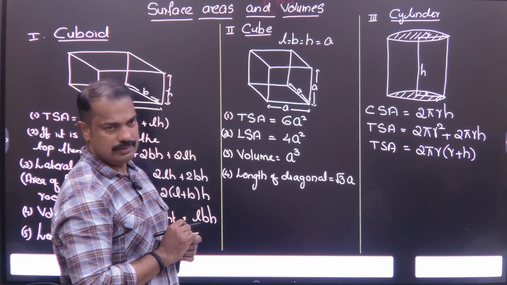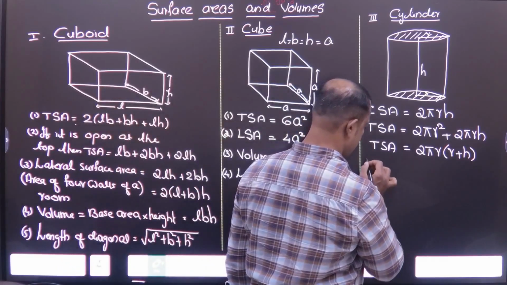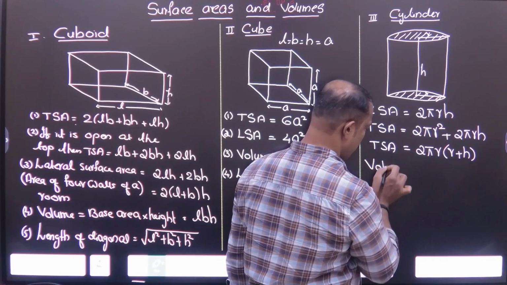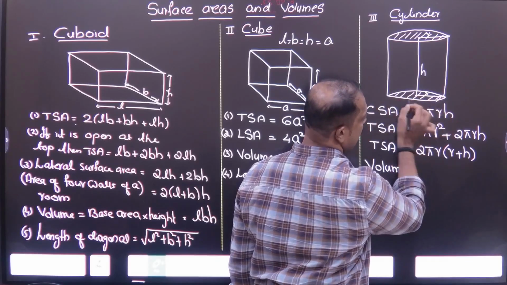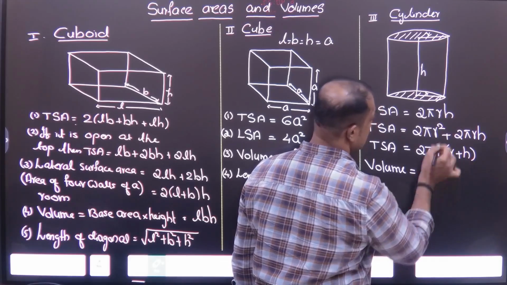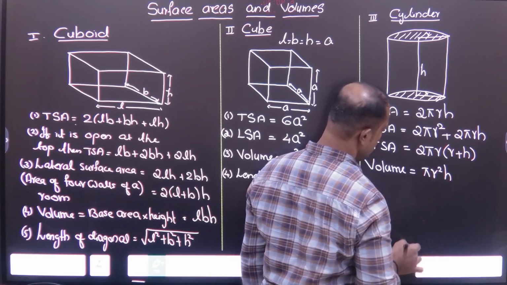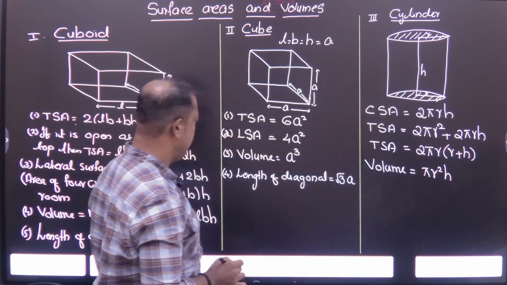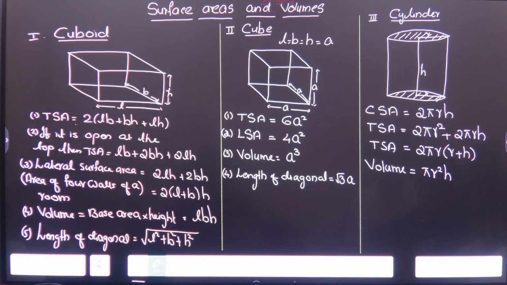क्लियर? नेक्स्ट, वॉल्यूम. Volume, general formula to find the volume: base area. What is the shape of the base? Circle. What is the area of the circle? And its height is h. So pi r squared into h. Volume, pi r squared into h.